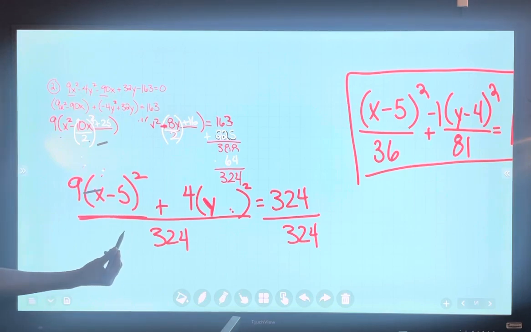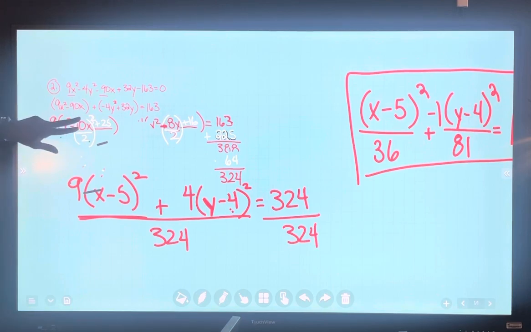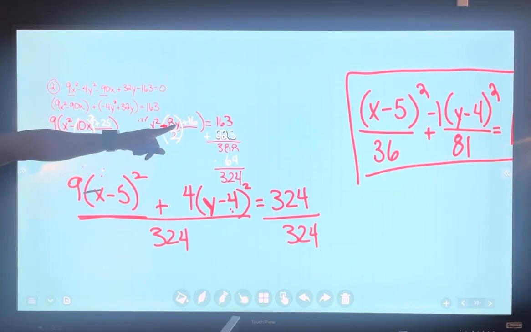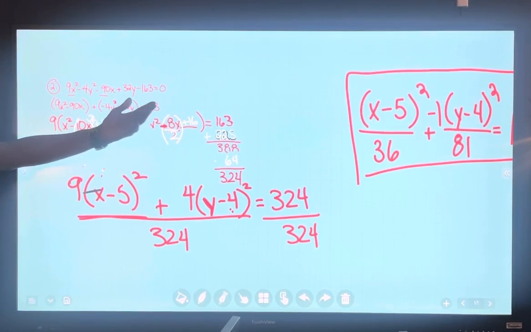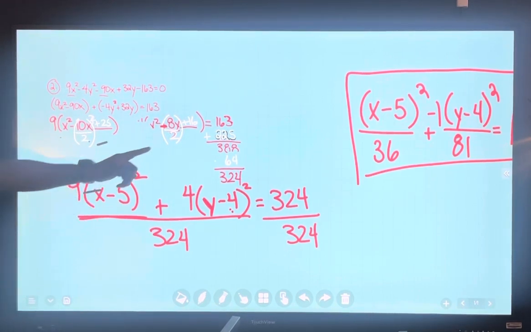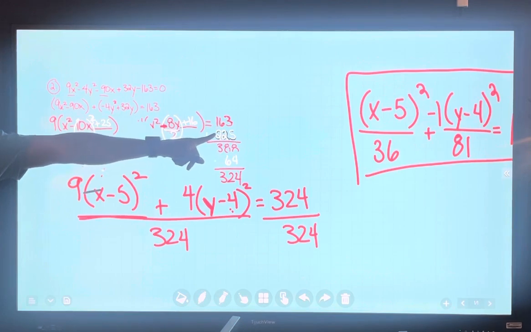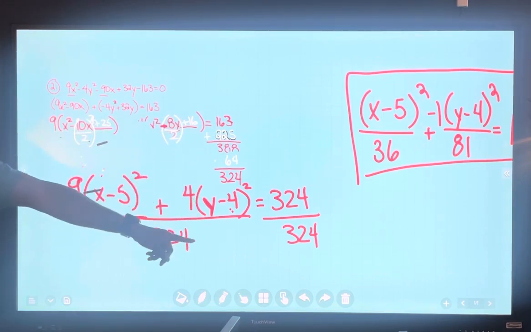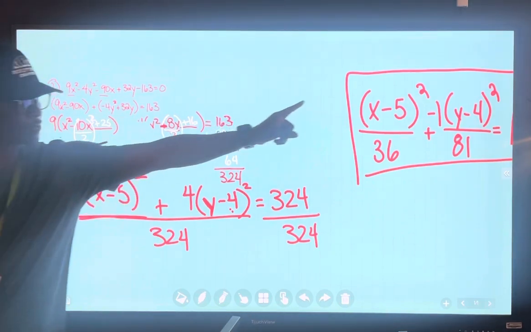What happened to it? When we went here and we completed the square, we took the middle number 10 divided by 2 and it made that 25. Two numbers that multiply to give me 25, that add to give me negative 10: negative 5. Two numbers that give me 16, that add to give me negative 8: negative 4. And then once you get that, this 324 is what we have when we were adding all of those from over here. You divide the entire thing by 324. That's how you get your 1.